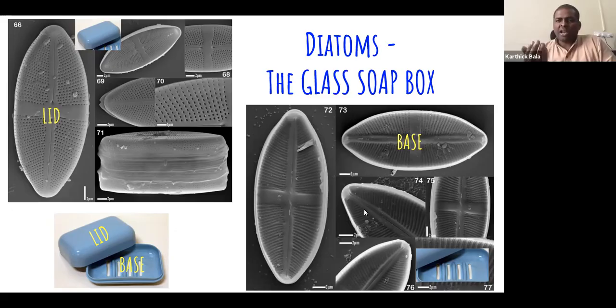This right side picture is showing the base part. So we are looking at the base. Where my cursor is, this is the place where we keep the soap, and then we pick this one and close the lid. So that's how diatoms are arranged.